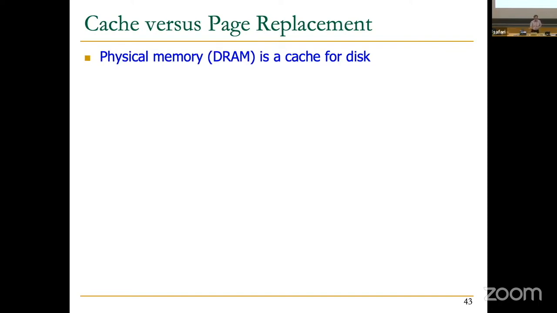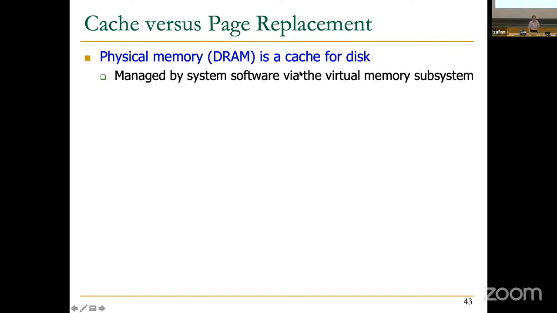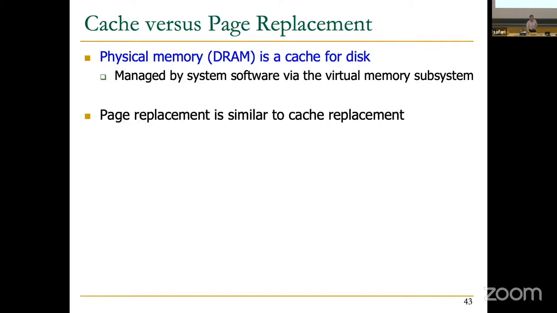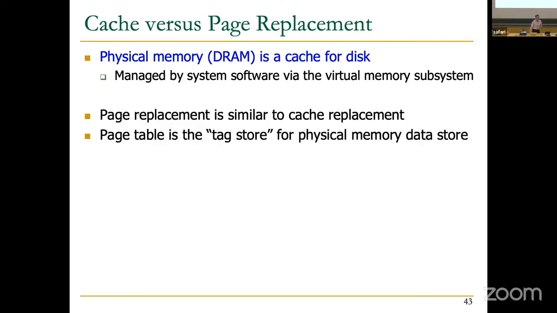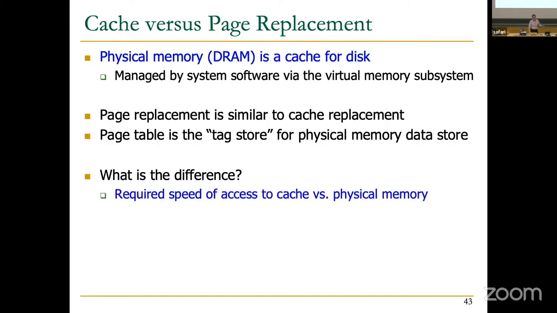Okay, so there are differences between a hardware cache versus page replacement. Physical memory is a cache for disk, as we've seen. It's managed by the system software via the virtual memory subsystem. Page replacement is very similar to cache replacement. The page table is a tag store, as we've discussed. The differences are essentially multiple. The first is the required speed of access to the cache versus physical memory. So page replacement can be slow.